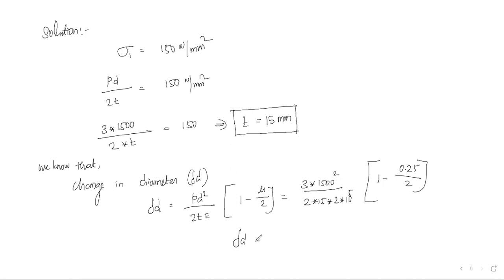So 0.984 mm is the answer. 0.984 mm is the change in diameter. So next we should move on to change in length. Change in length del L is equal to PDL divided by 2tE into (1/2 − mu).